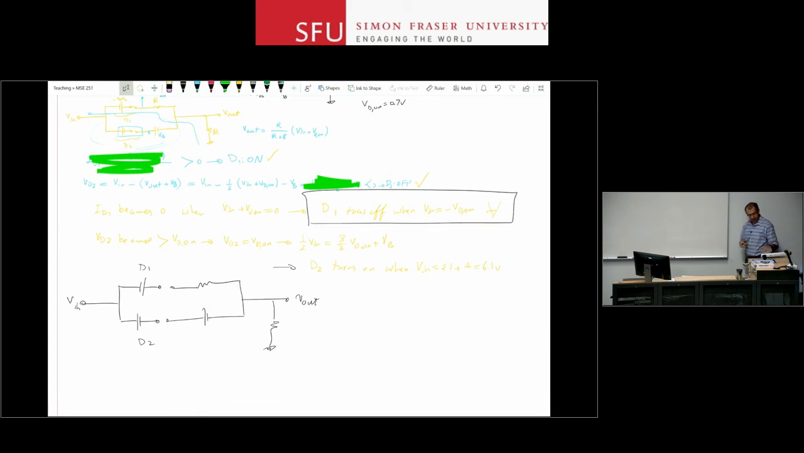Okay? After that breakpoint, I have this circuit, and it's easy to show that in this case, V out is 0. So for V in larger than minus VD on, remember, I'm increasing V in from a very large negative voltage. For V in larger than minus VD on, V out is 0. My D1 has switched once.